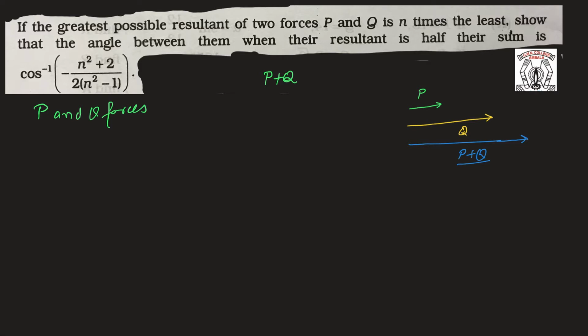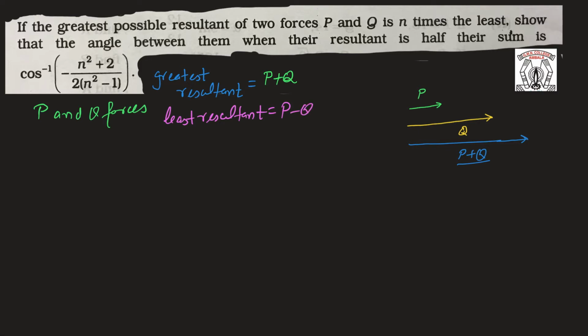Now this is the greatest resultant we have studied. Now see, the greatest possible resultant of two forces is P plus Q, which is n times the least, and in the same article we have studied that the least resultant is P minus Q.